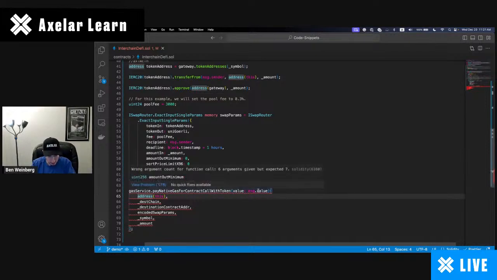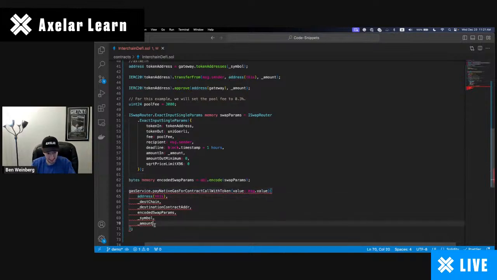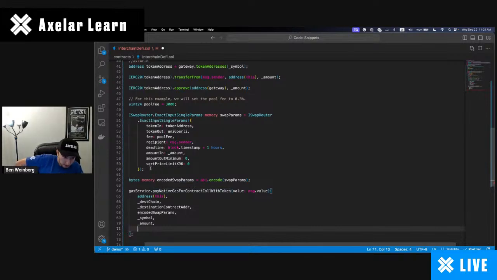Pay native gas for contract. Oh, we're missing an argument. Oh, yes, one of our most important parameters. So when we are paying for the gas cost of an interchain transaction, we're going to be passing in a message value here. Now, there are services to calculate exactly how much gas we need to pay for this transaction to successfully take place. But for the purposes of this demo, I'm not going to get into that. I'm just going to pass in an arbitrary gas amount.